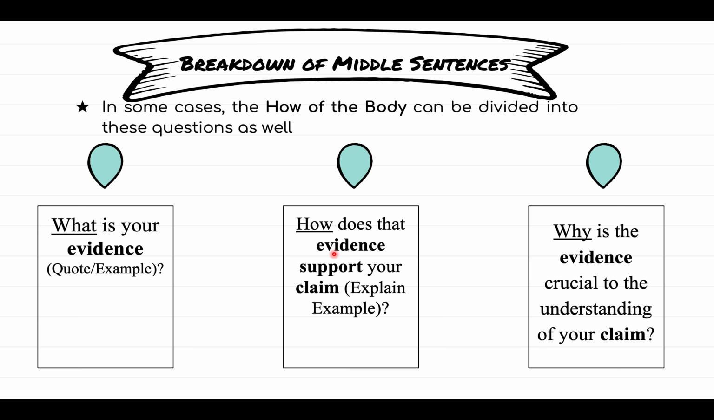Then you want to explain how that evidence supports the claim. Then you want to tell me why the evidence is crucial to the understanding of the claim, right? Because just because you give me a claim and you give me evidence for that claim, it doesn't mean that the evidence actually supports the claim. You have to relate the evidence to the claim in order to successfully support the claim. I hope that makes sense.